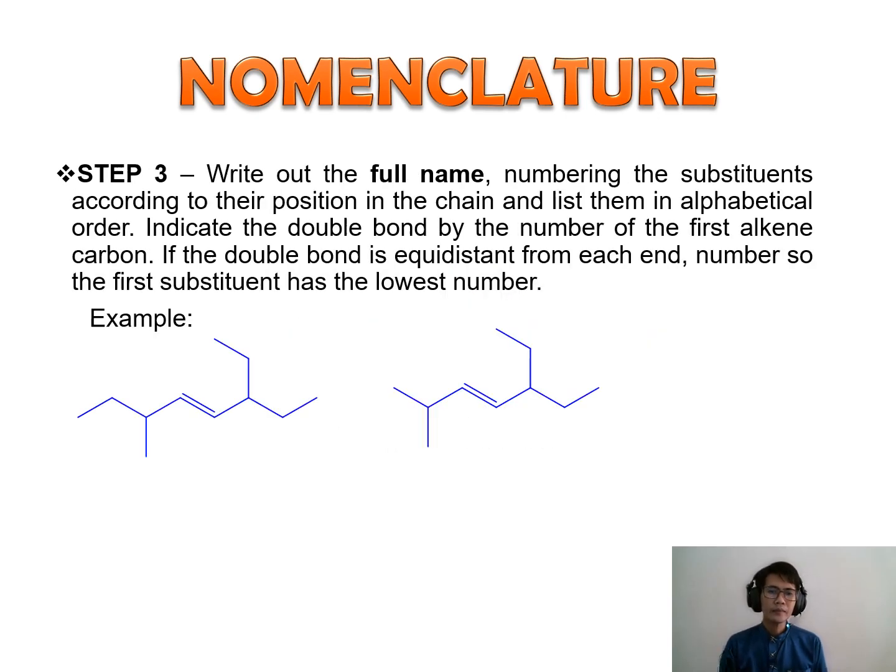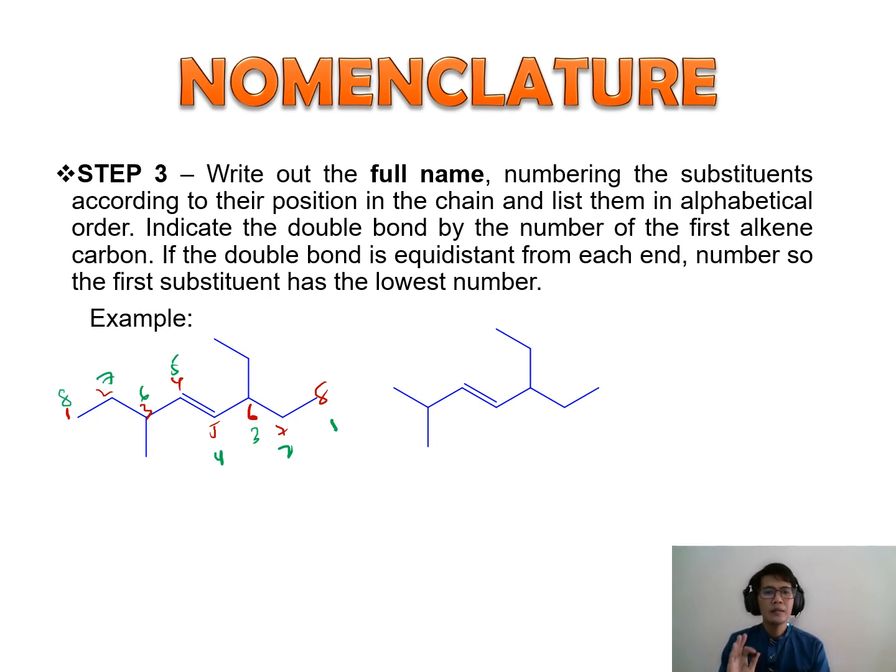Alright, next. Step number 3, write out the full name, numbering the substituents according to their position in the chain and list them in alphabetical order. Indicate the double bond by number of the first alkene carbon. Okay, if the double bond is equal from each side, so kita akan bagi the lowest number for the substituent. Okay, the lowest number for the substituent. So you look at this structure: 1, 2, 3, 4, 5, 6, 7, 8, right? And this numbering: 1, 2, 3, 4, 5, 6, 7, 8.